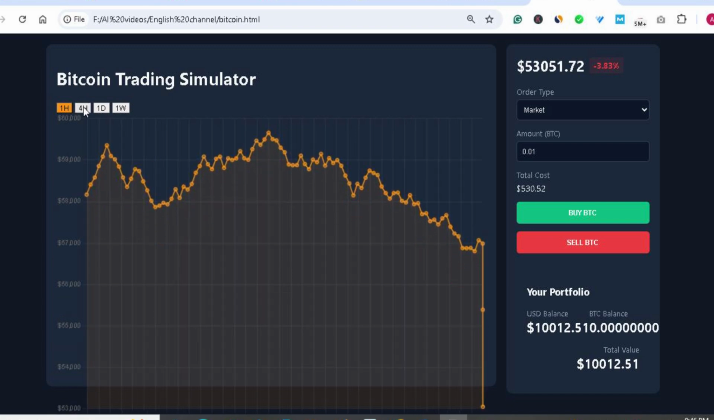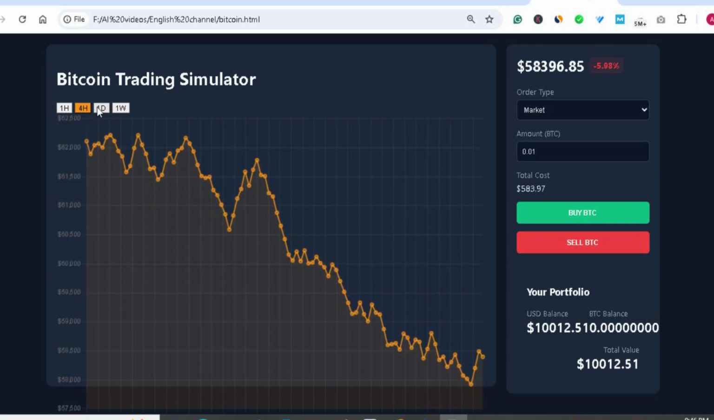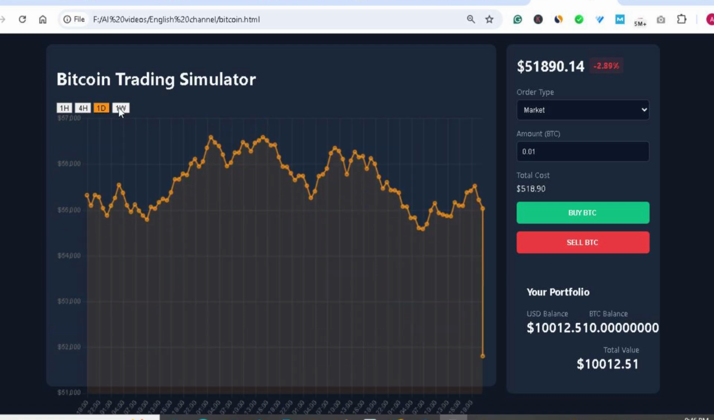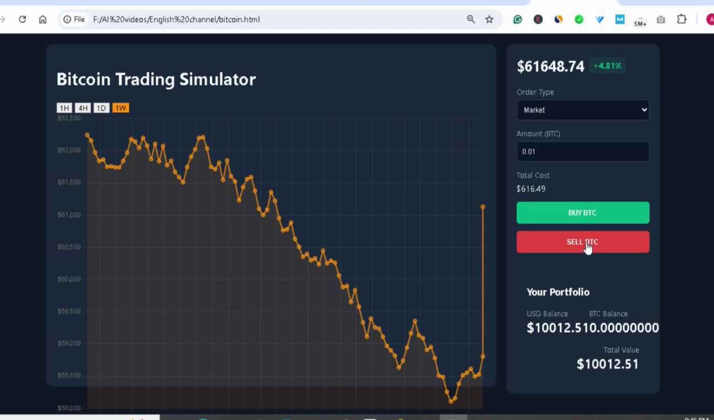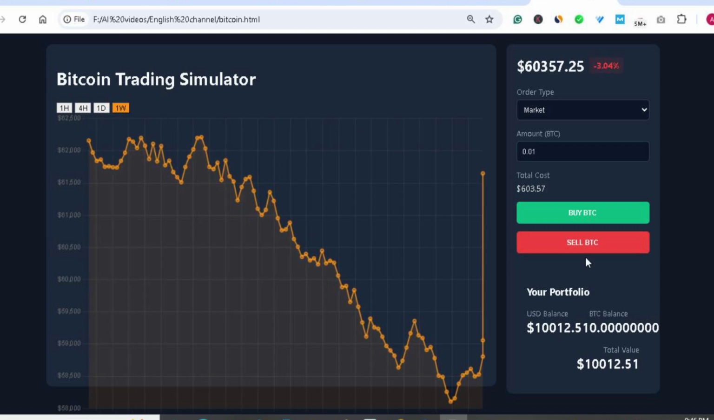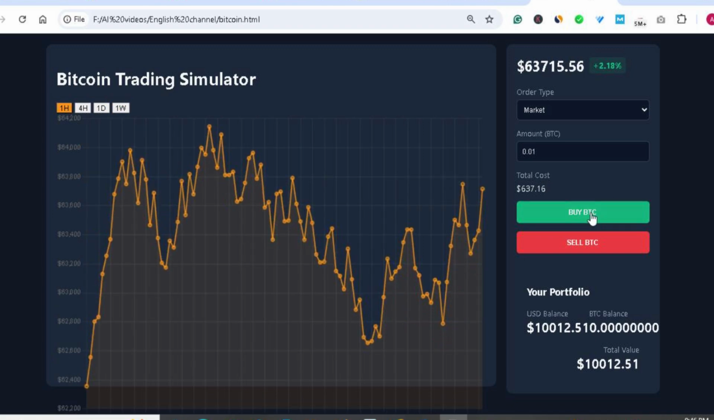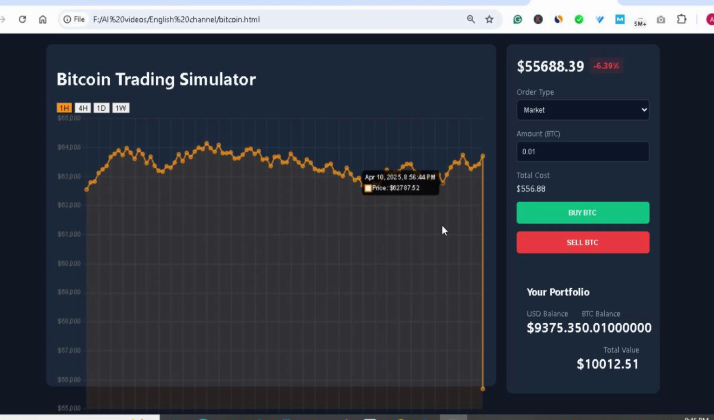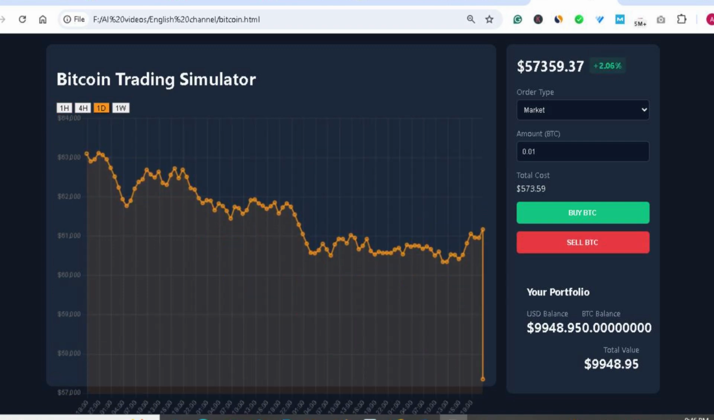It has a 1 hour and 4 hour window, and similarly a 1 day and 1 week window. Here you can buy the Bitcoin, here you can sell the Bitcoin. This is your portfolio of USDT balance and BTC balance. This is basically the negative and positive impact of the Bitcoin. And if you buy the Bitcoin, and then sell the Bitcoin again, there is a Bitcoin trading history as well on your panel.